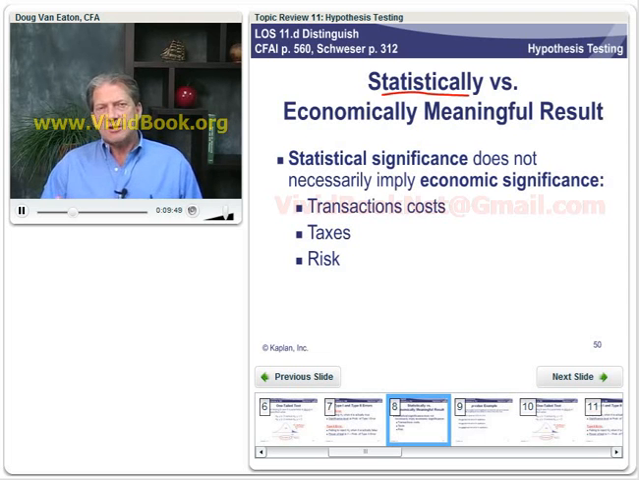in the sense that just because I have a statistically significant positive abnormal return, that doesn't mean I'm going to get that in every period. It may be positive in some periods and negative in other periods, and so there's risk to the strategy of exploiting it too. So it may not be an economically meaningful result, even though it's a statistically meaningful result.